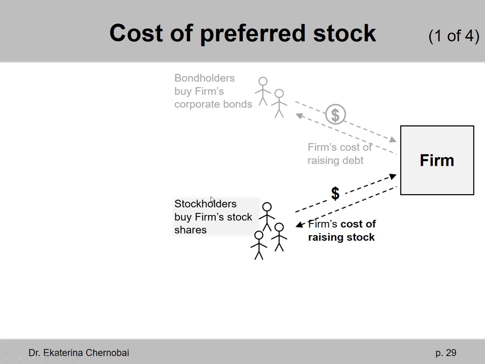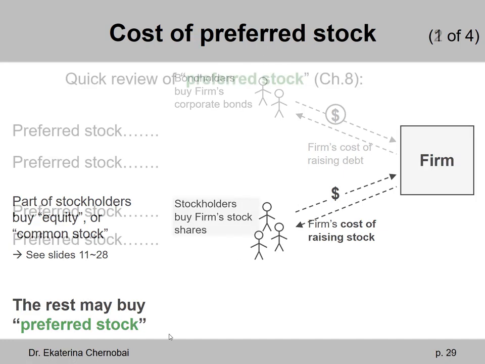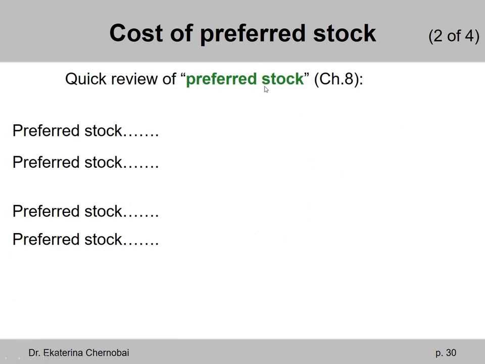There is another type of stock that some companies issue, which is known as preferred shares of stock, preferred stock shares. So we've just looked at common stock shares or equity, and now let's see how we would calculate the cost of preferred stock. Okay, from chapter 8, in which we had a brief comparison of common stock and preferred stock, we learned that preferred stock is a form of what we call equity.